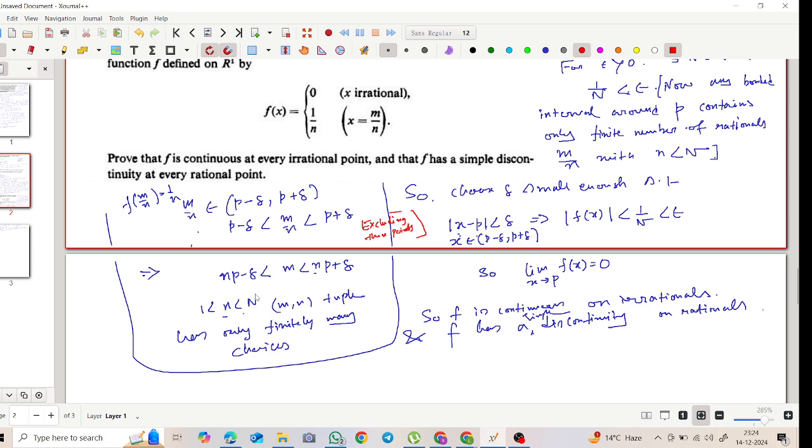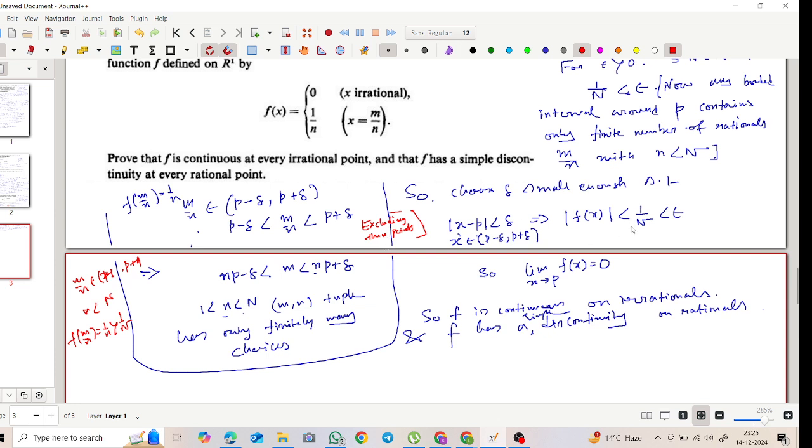See, for these points, I mean when m by n belongs to (p minus delta, p plus delta) and n less than N, then you get f of m by n is 1 by n, which is strictly greater than 1 by n, no? But it is true only for finitely many points. So if you choose a delta close enough so that it contains none of these m by n with n less than capital N, it is true, right?